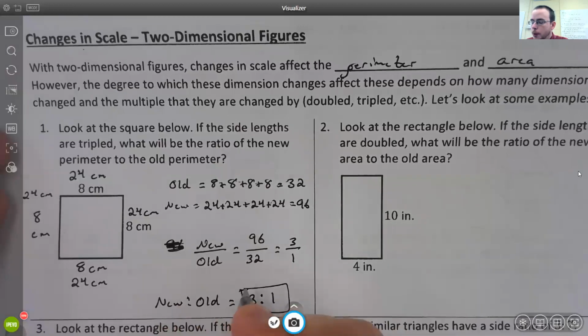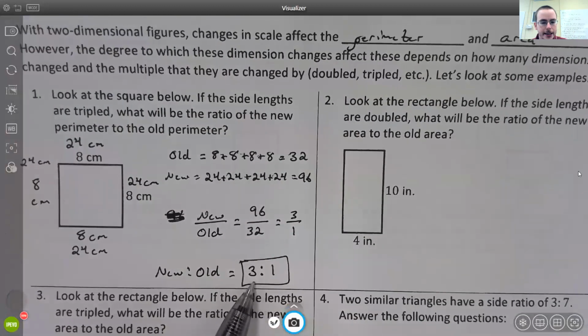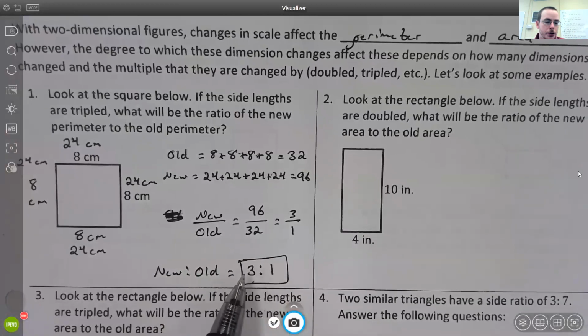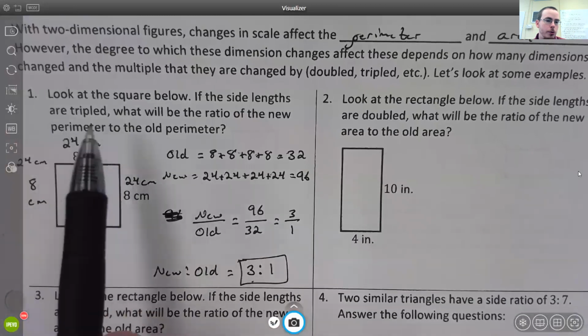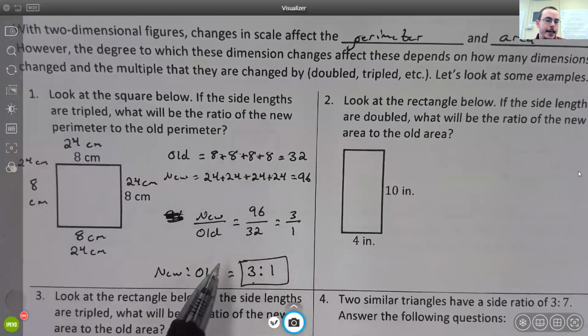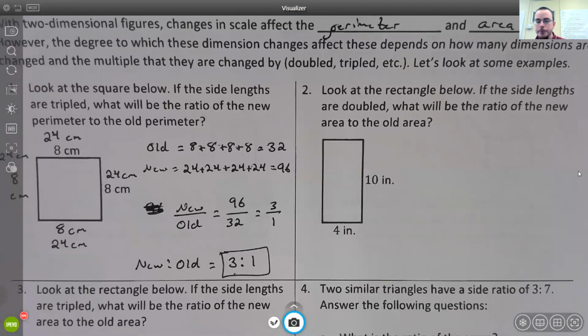Now, the perimeter ratio is going to be the exact same as your side ratio if all of them were tripled or doubled or whatever else. So our side ratio would be 24 over 8, which is 3, which is the exact same thing that our perimeter ratio is. So the ratio of the sides will always be the same as the ratio of the perimeter if all the sides have that same ratio.